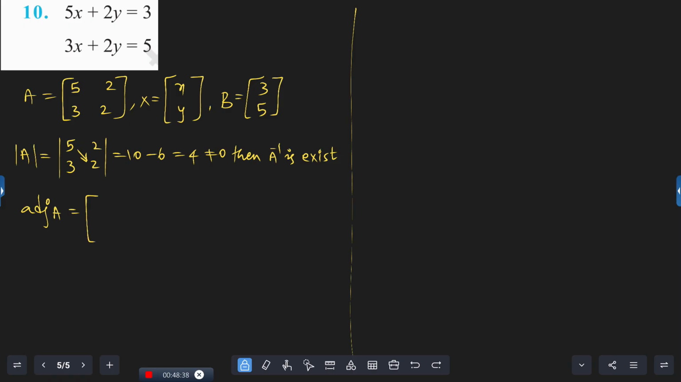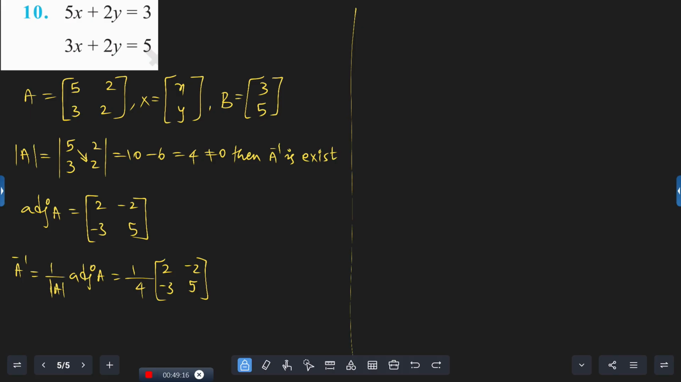Adjoint of A. How can we find it? By interchanging the diagonal elements. If you interchange the diagonal elements, 2, 5, the non-diagonal elements we have to change to the opposite sign: plus to minus, minus to plus. Then the A inverse formula is 1 by determinant of A into adjoint A. So 1 by 4, and adjoint A is 2, minus 3, minus 2, 5. This is A inverse.